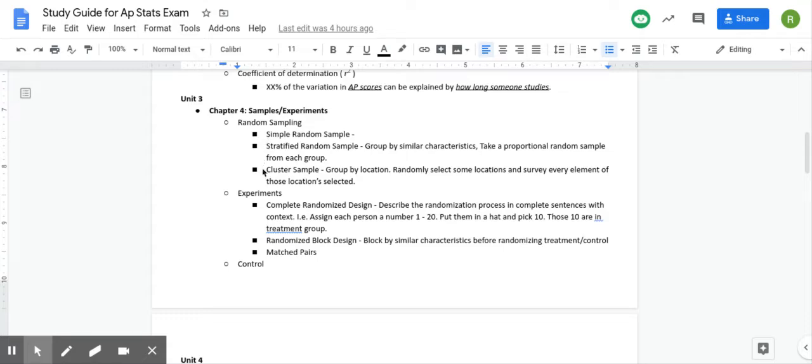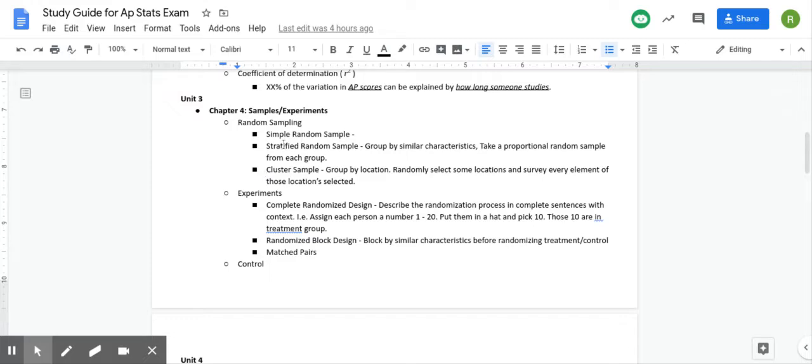Just remember to use context all the time with random samples and with the stratified and cluster, and also to be as specific as possible with what you do with the sampling. These require a few sentences. Don't be brief with this. Like, go into detail about how you would do each of those samples.